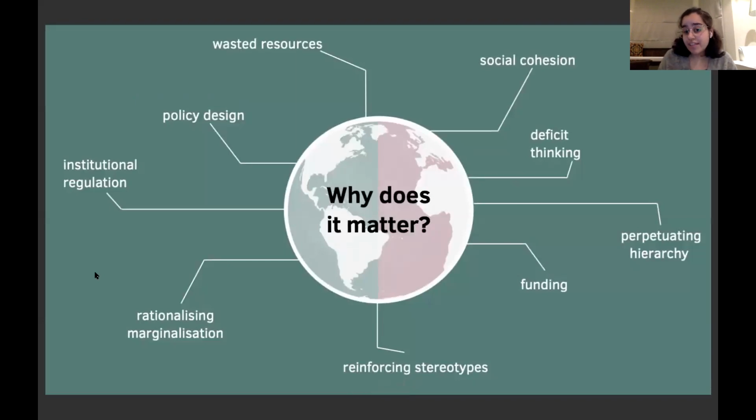It rationalizes marginalization. Many minority communities get left behind because their comparatively lesser progress gets attributed to non-existent biological factors instead of legitimate structural issues. This is known as scientific racism.